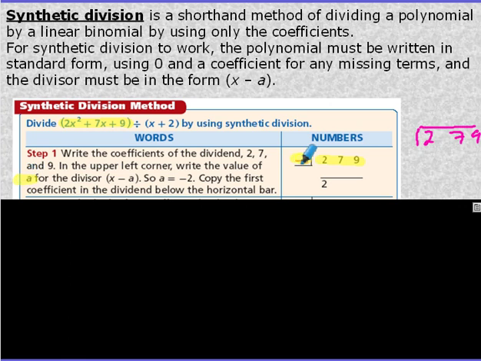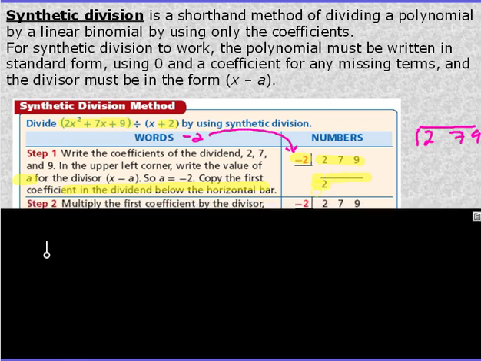And in this case, just like the example I showed you, x minus a, if we have a plus 2, that means a has to be a negative 2. So that's where this comes from. So once you have that done, it says copy the first coefficient in the dividend below the horizontal bar. So you're going to make a horizontal bar. They didn't tell you to do that. And then we're just going to bring down the first coefficient, which is the 2.